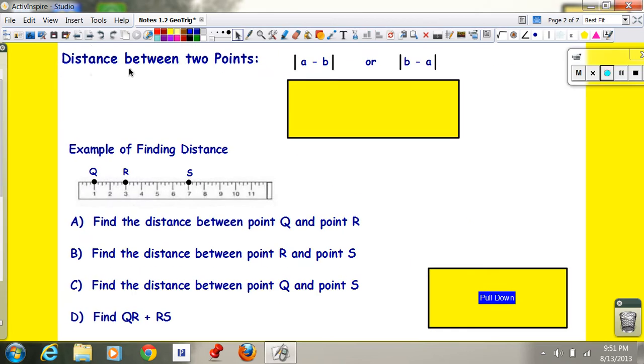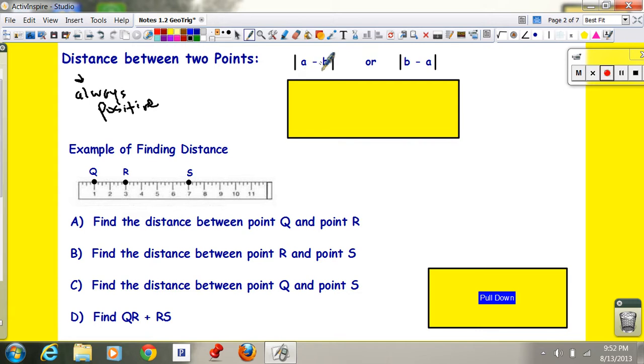The distance between two points. To find the distance between two points, we can simply subtract the two endpoints and take the absolute value of that number. Distance is always positive. You can't have a negative distance. You can't walk a negative amount. Even if you walk backwards, you're still walking somewhere. So distance is always going to be positive. That's why we use the absolute value.